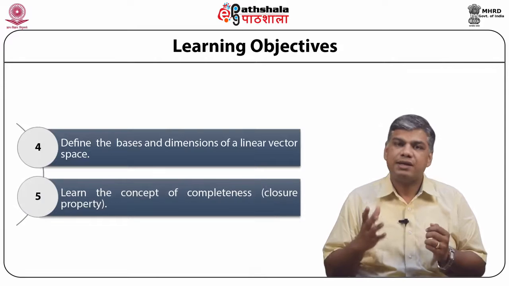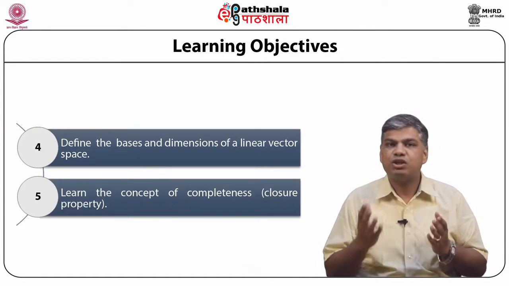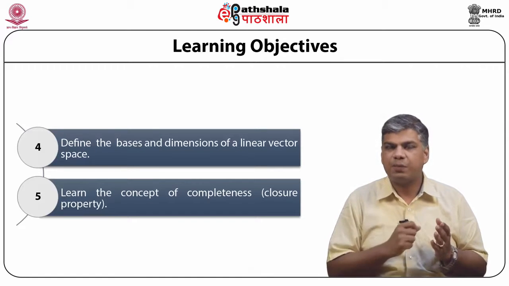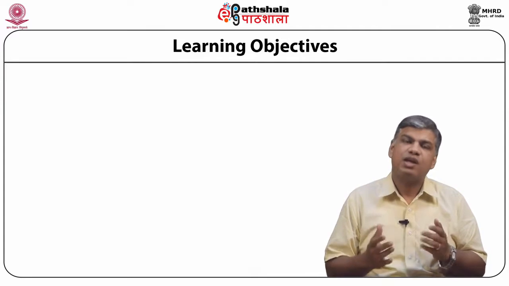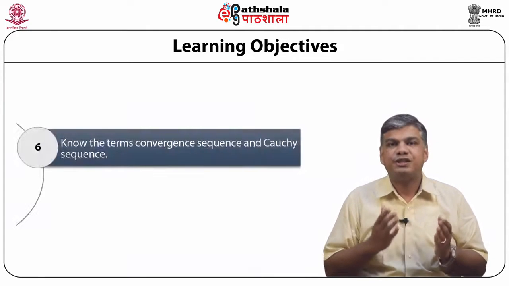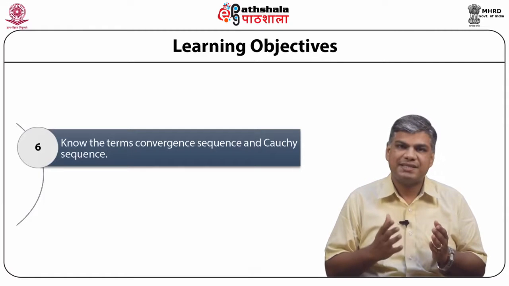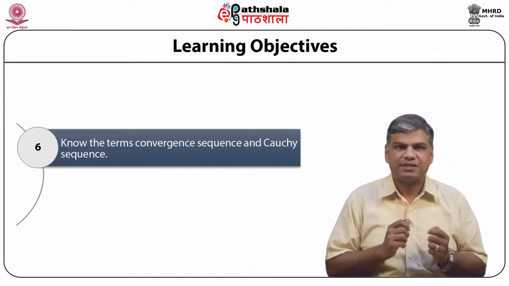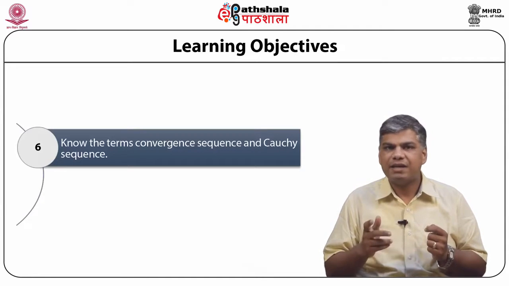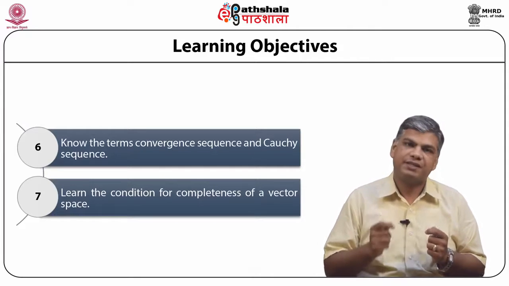Then we'll learn the concept of completeness, that is, the closure property with respect to the linear vector space. And then moving on from there, we'll get to know the terms convergence sequence and the Cauchy sequence and see how the sequence converges for the vectors. Finally, we learn the condition for completeness of a vector space.